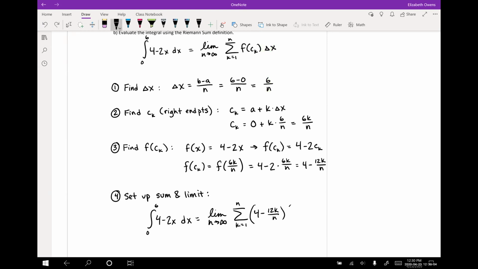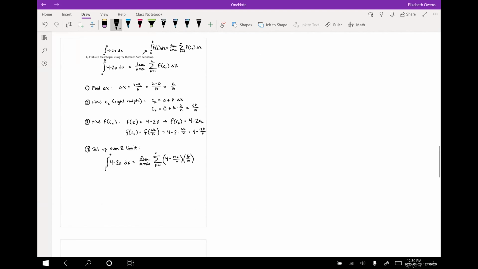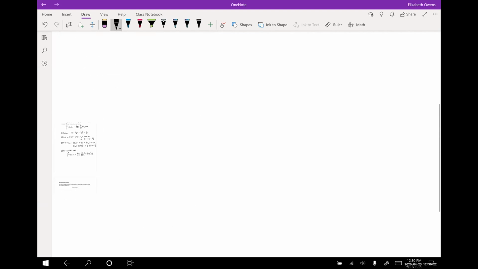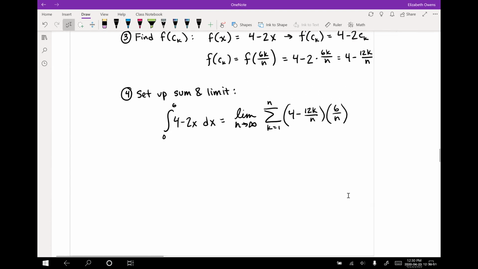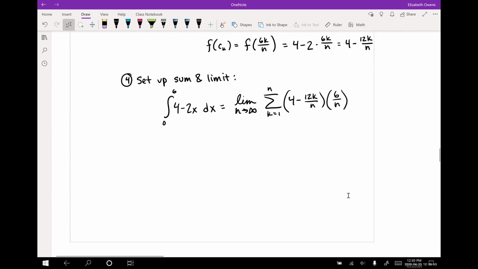All right, so right there. And that is what we're going to have to evaluate. So good times, good times. We are going to need a fair amount of space for this. So I'm going to zoom out and move this next page or two down. Okay, there we are. All right, so we've set up our sum and limit. And now step 5 is going to be to evaluate that sum and limit.